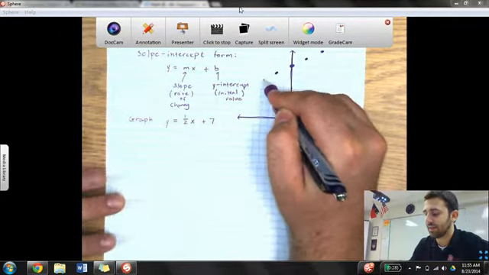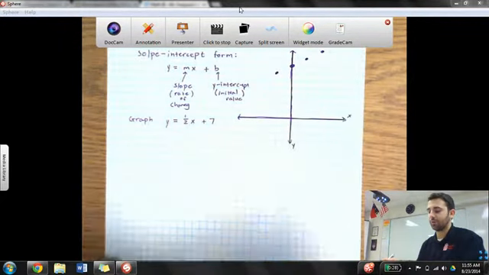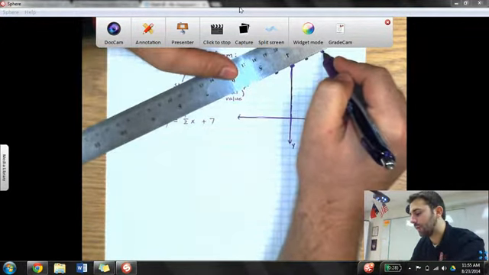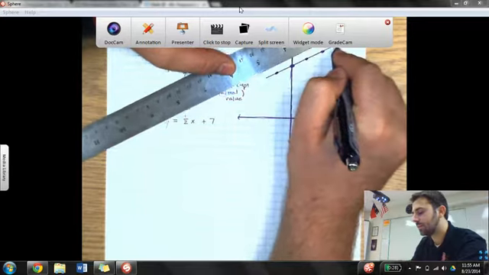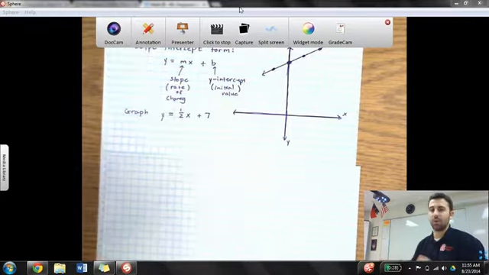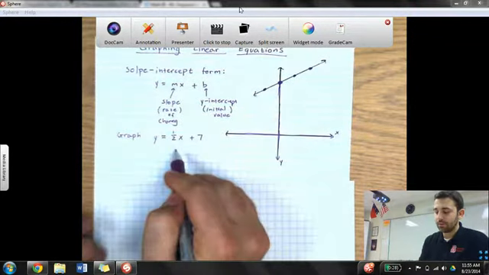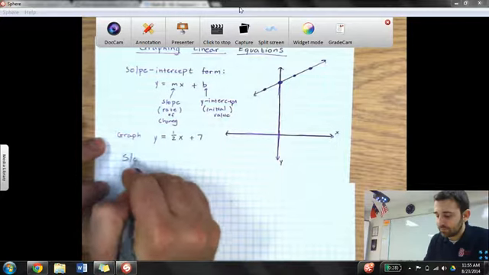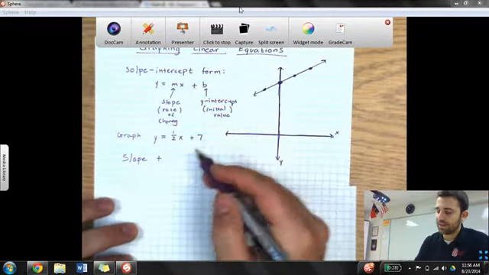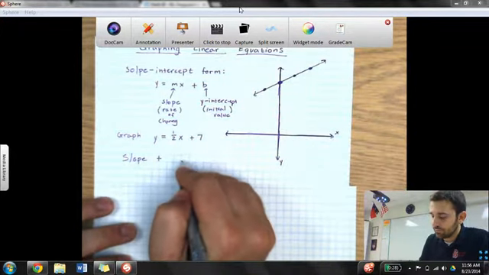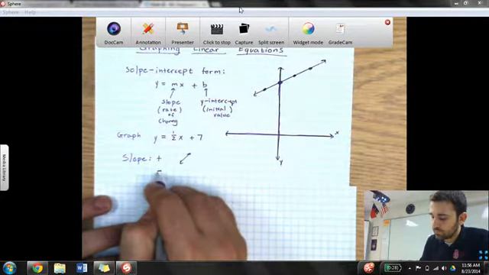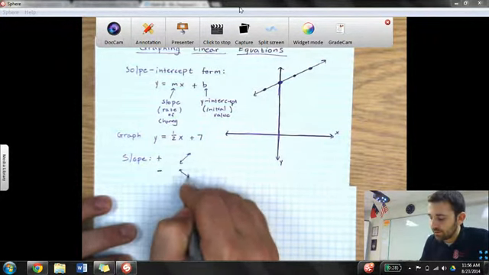In order to graph, we want to make sure we're using a ruler, and we essentially just connect our points, add arrows because lines go on forever, and we've graphed our line. Notice our slope is positive. It's going in an increasing direction. When our slope is negative, it'll be going in a decreasing direction. Just something to remember, a review.